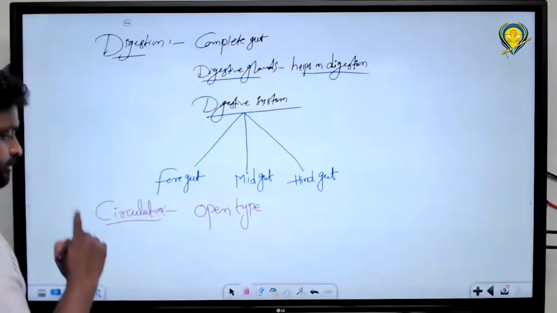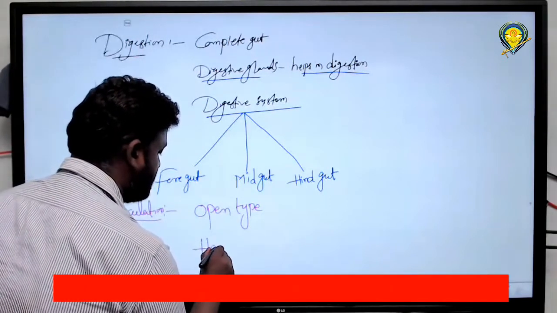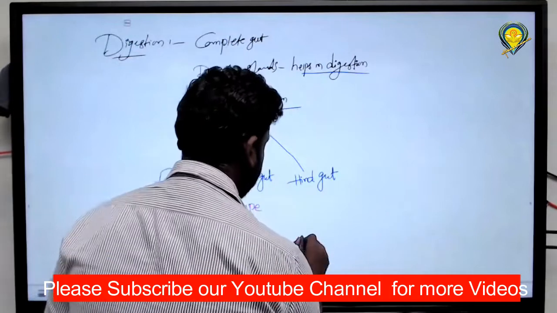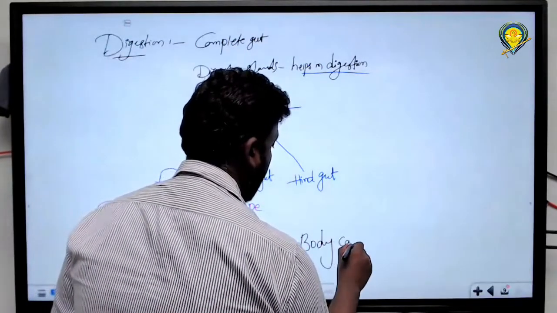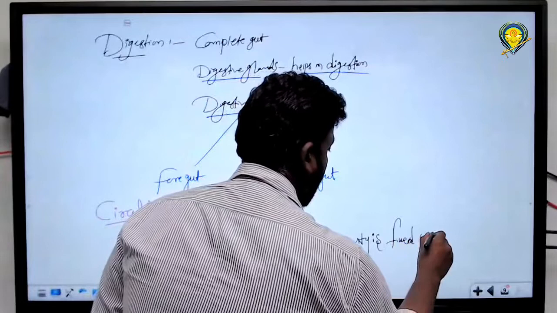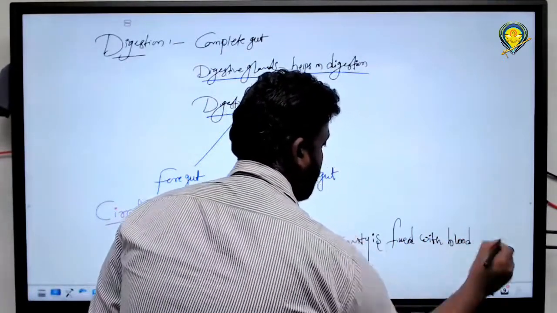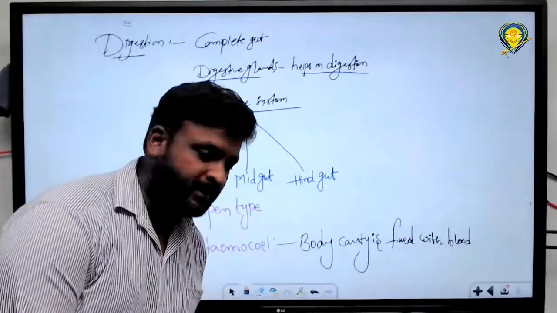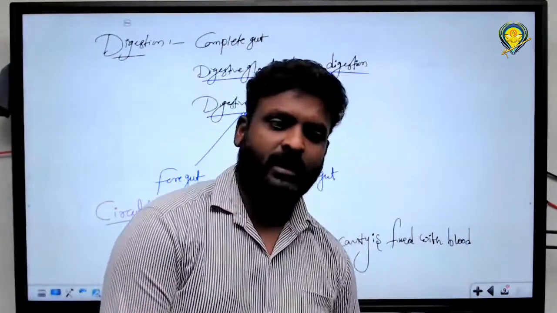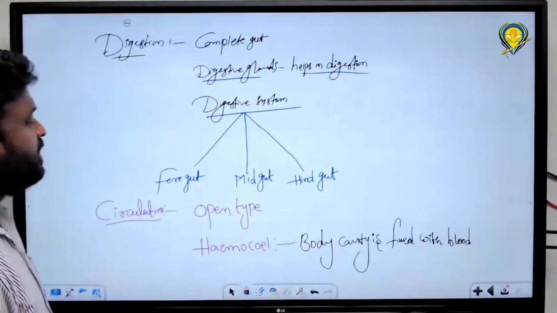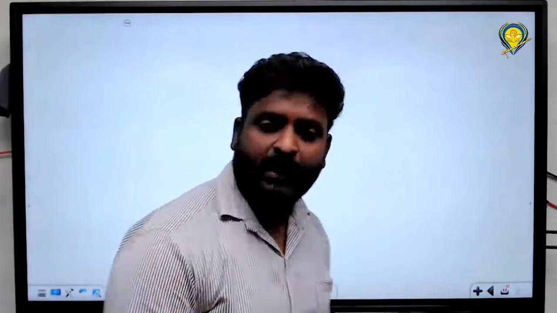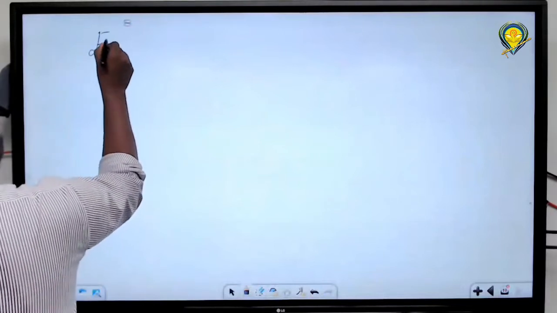Very good. Next one. The body cavity of arthropods is said to be what? Hemocoel. What does hemocoel mean? The body cavity is filled with blood. Got it? This is hemocoel and open type. Definitely the heart is there as a pumping organ, but open spaces. Very good. After circulation, we have discussed respiration, excretion, nervous system, and reproduction.